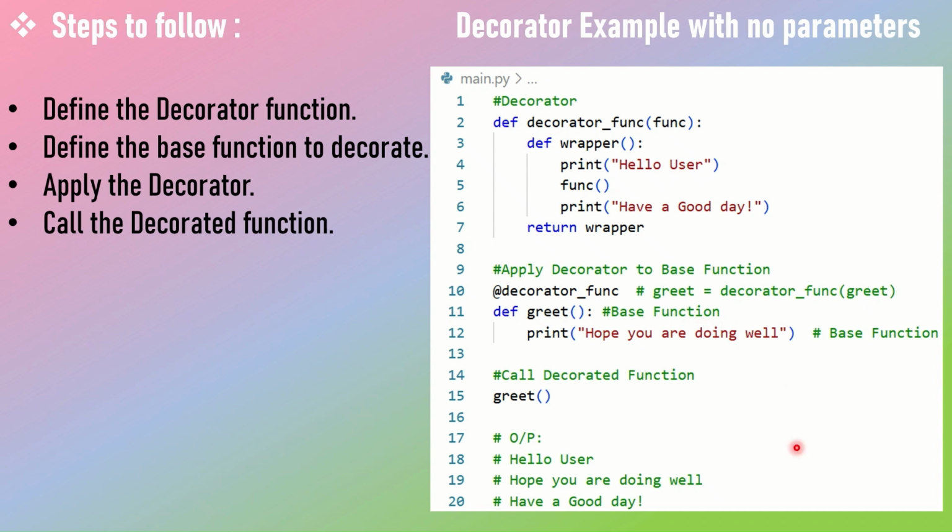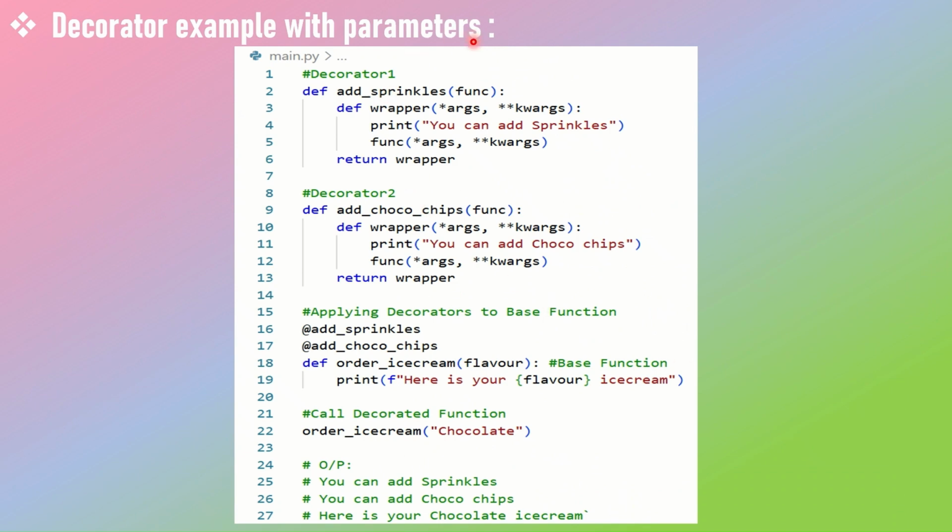Now let's see how we can make use of the decorator along with passing parameters. Here I have taken one use case, where let's suppose a user wants to order an ice cream. Let's suppose we have a number of users in a restaurant. Some users may want to add sprinkles, some want to add choco chips on the ice cream, and some people may not want to add any extra toppings on the ice cream, right?